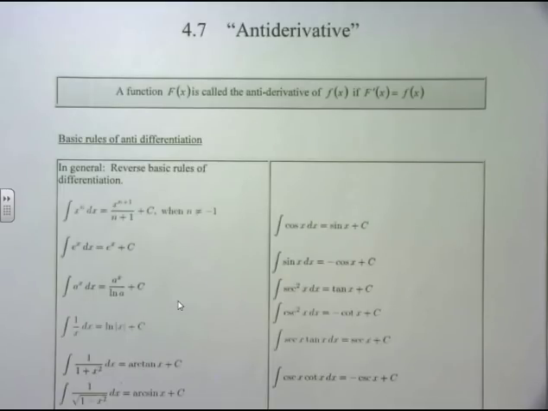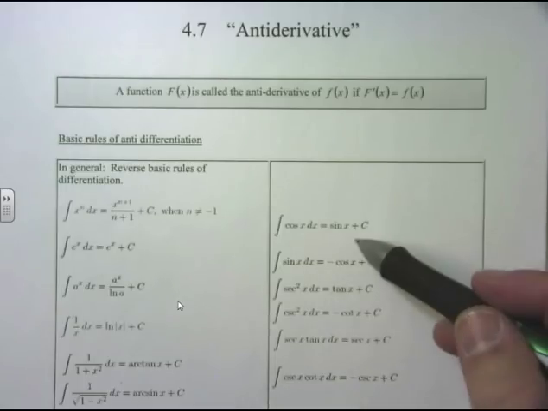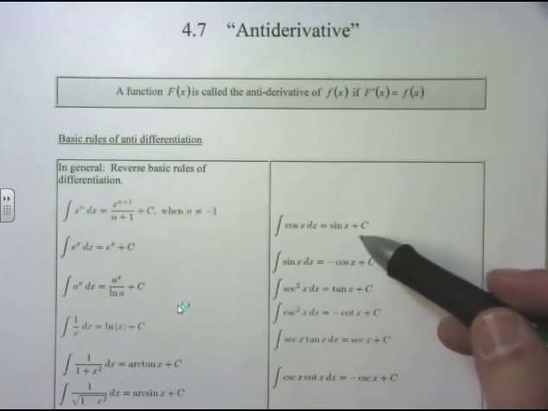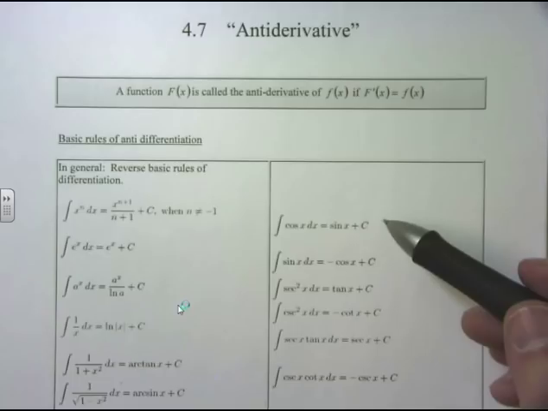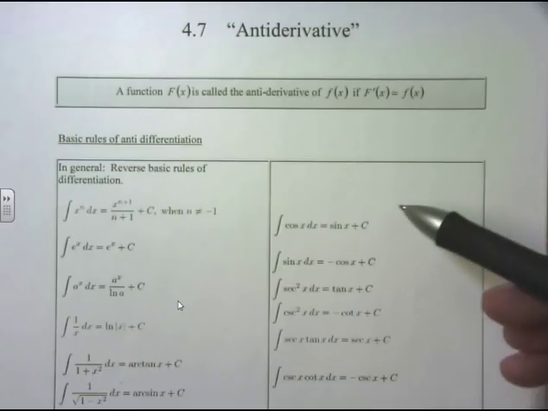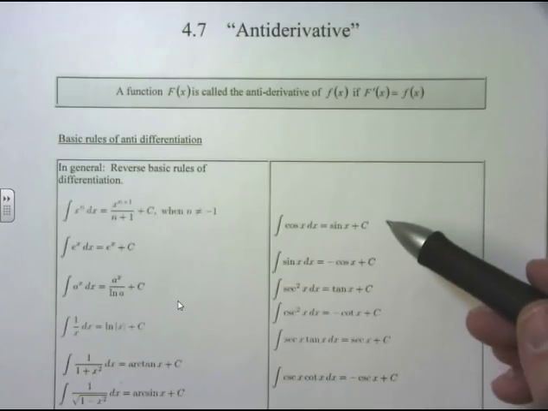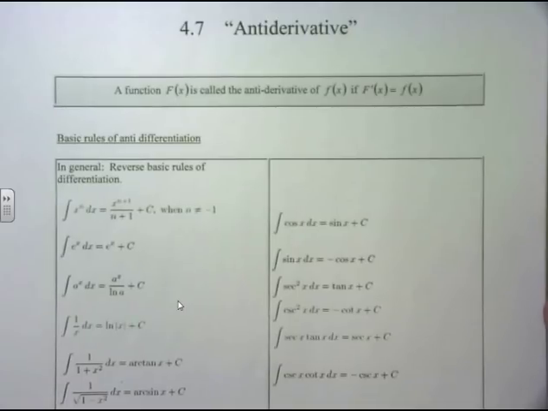So, for example, the derivative of x squared is 2x. Therefore, the antiderivative of 2x is x squared plus c. Why plus c? Because the derivative of a constant is 0. So the antiderivative of 0 would be just a constant, but I'm not sure what that constant is going to be. So anytime you're doing antiderivatives, you always have this plus c aspect, for the ability to take the antiderivative of a constant, the antiderivative of 0, which gives you the constant.